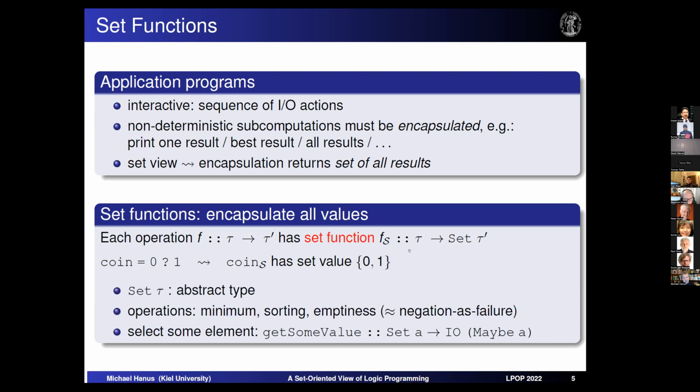But the set is basically an abstract type, so we cannot look into the details of the implementation of the set, but there are well-defined operations, for instance, minimum, sorting, emptiness, and so on. And since there is no first element in the set, if we want to select some single element, this is basically an I/O operation, because you may get different results depending on the scheduling of the system.